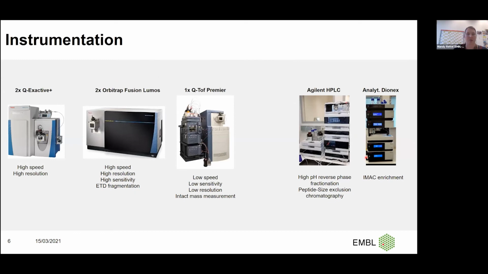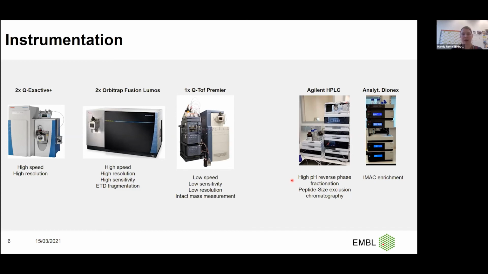Then this is the instrumentation setup we have. So we have 2 Q Exactive Plus systems and 2 Orbitrap Fusion Lumos, which are our main workhorses. Then we have 1 Q-TOF Premier for the intact mass measurements. And then we also have 2 offline HPLC systems, which we use, for example, for high pH reverse phase fractionation, to really go deeper into proteomic data sets.